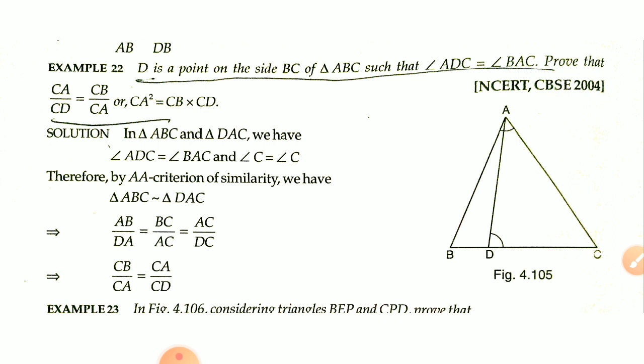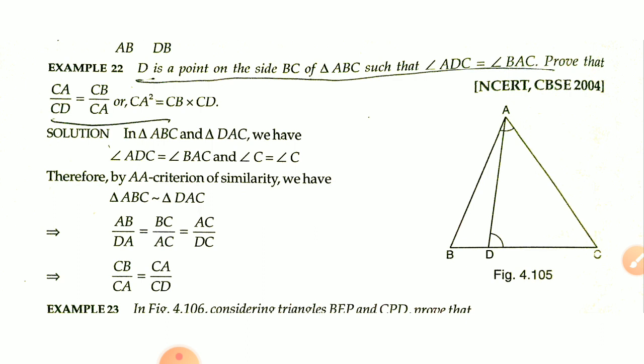Here in triangle ABC, angle A, and in triangle ADC, angle D, both the angles are equal. Similarly, angle C is the common angle of both the triangles, and therefore angle ADC equal to angle BAC and angle C equal to angle C. By AA criteria, we get triangle ABC similar to triangle DAC.